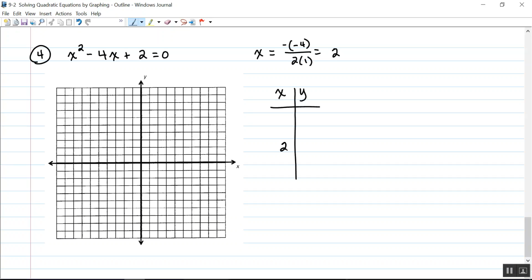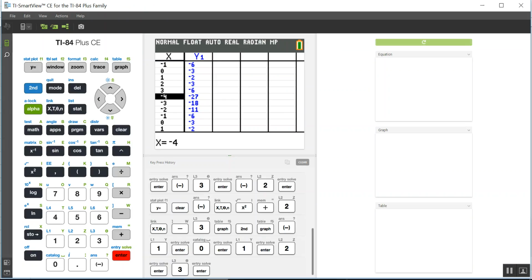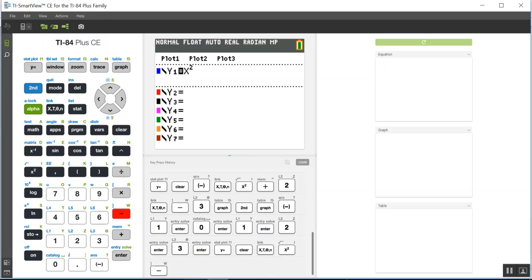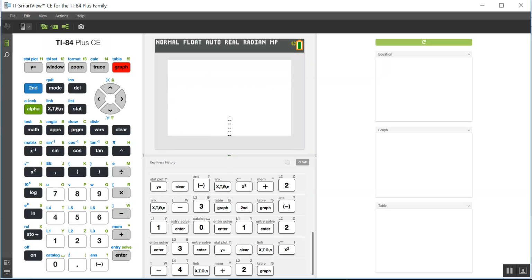That's going to be the value in the middle of my table. 2 is smaller, 2 is larger, and let's go to the calculator. So y equals, and we'll clear that out and start over, and we had x squared minus 4x plus 2. Let's take a look at our graph. So good, this one does have two solutions because it does cross the x-axis.